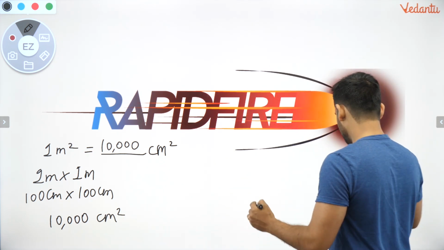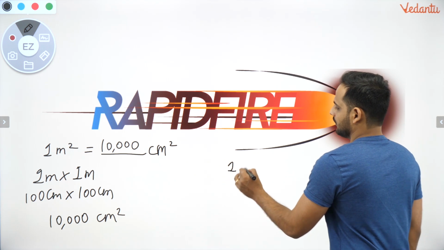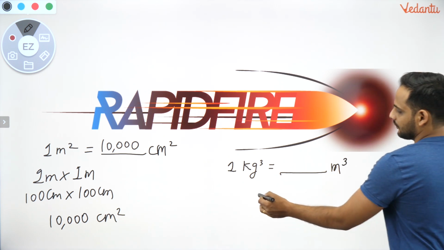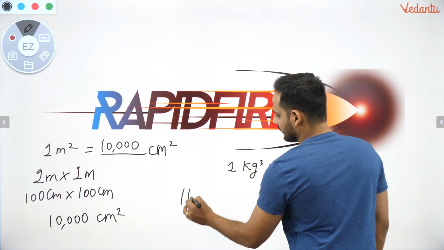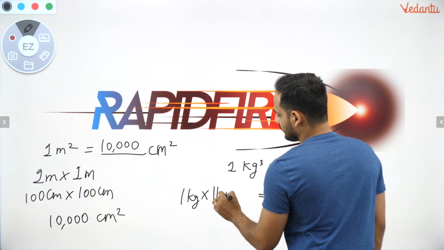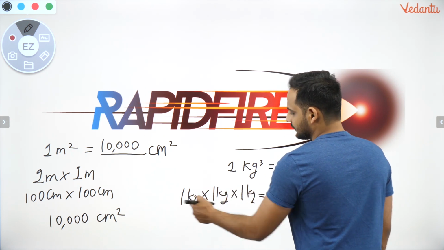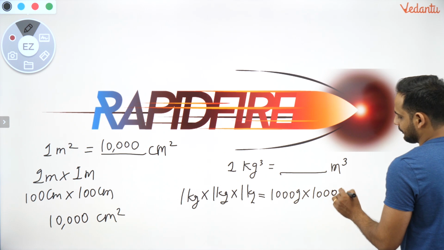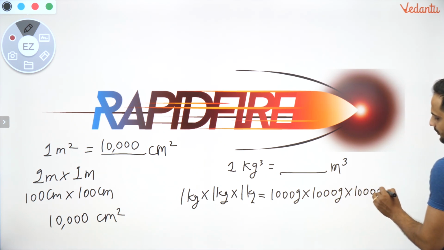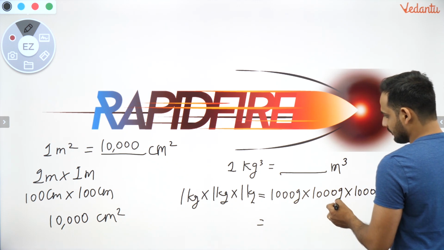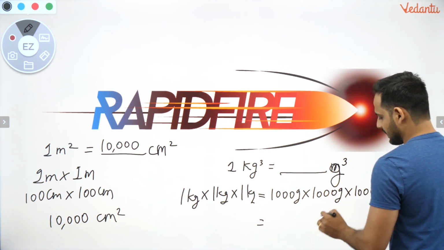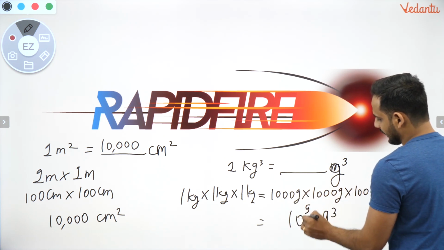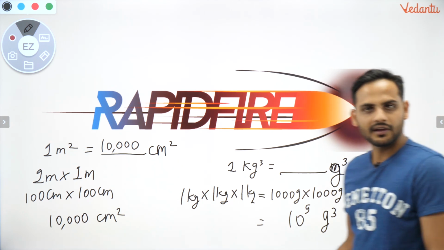Suppose I ask you, 1 kilogram cube is equal to how many gram cube? You know 1 kilogram cube is made by 1 kg into 1 kg into 1 kg. Now this 1 kg can be written as 1000 gram into 1000 gram into 1000 gram. Gram into gram into gram will become gram cube, and 1000 into 1000 into 1000. So total I can say 10 raised to the power 9 gram cube. Okay, so this is how the conversion has to be done.